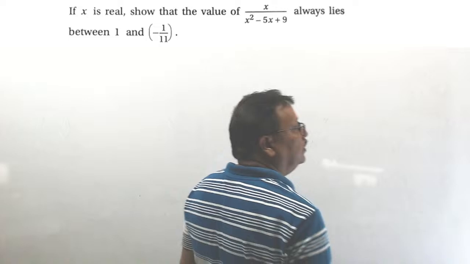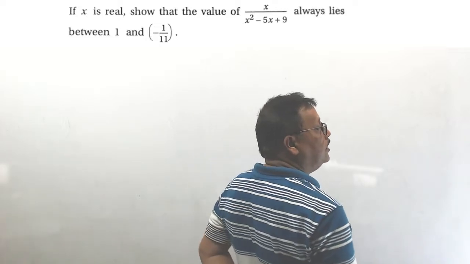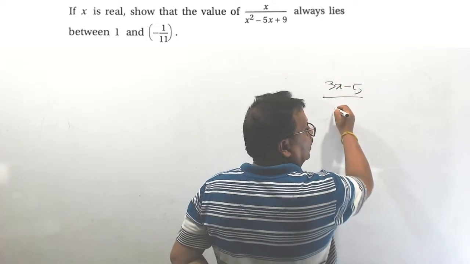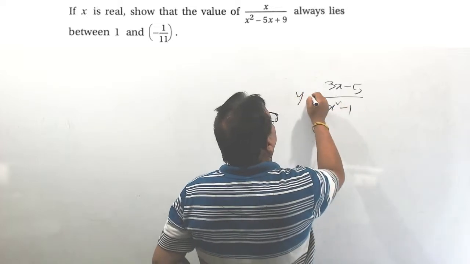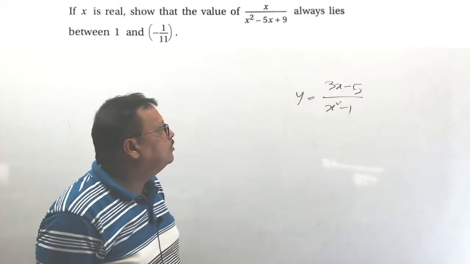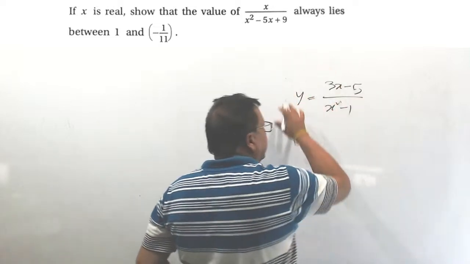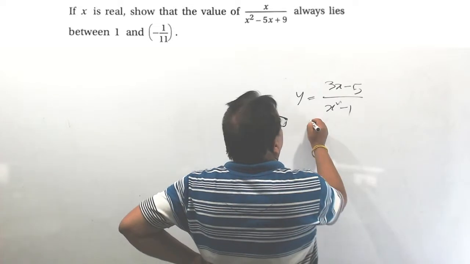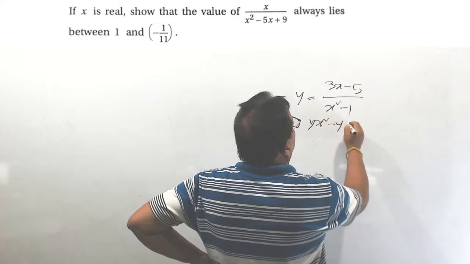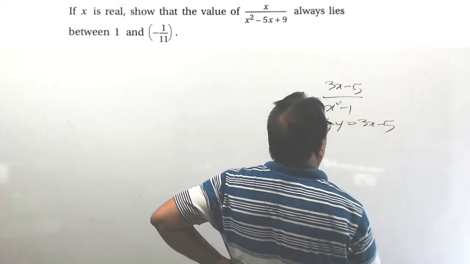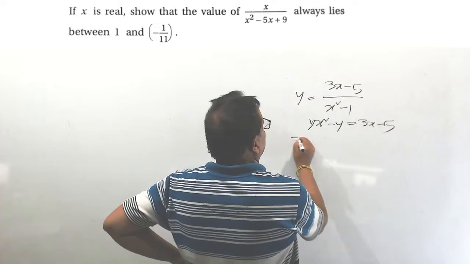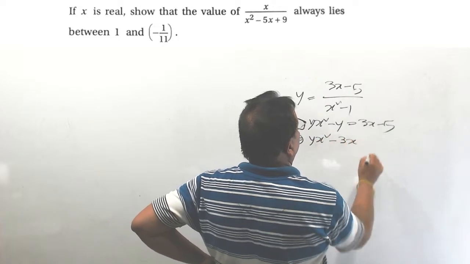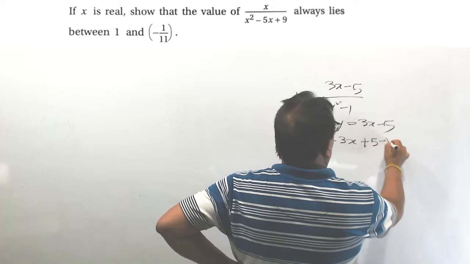What is the expression, not equation? The expression is 3x minus 5 by x square minus 1. Let y be equal to this, same as before. Now convert this expression into the form of a quadratic equation. That is y x square minus y equals 3x minus 5. Understood? This implies y x square minus 3x plus 5 minus y equals 0.